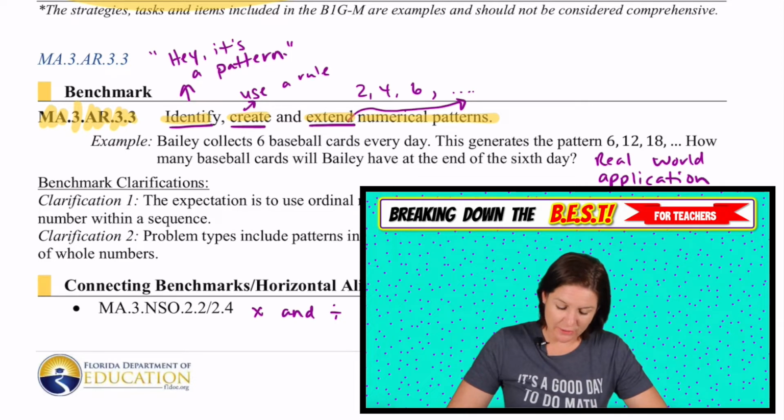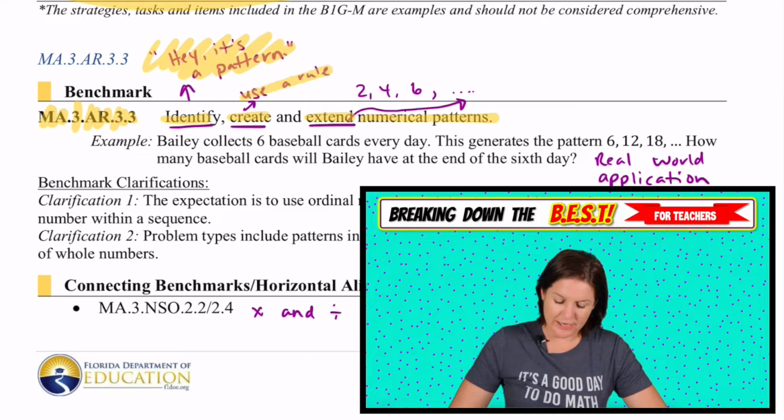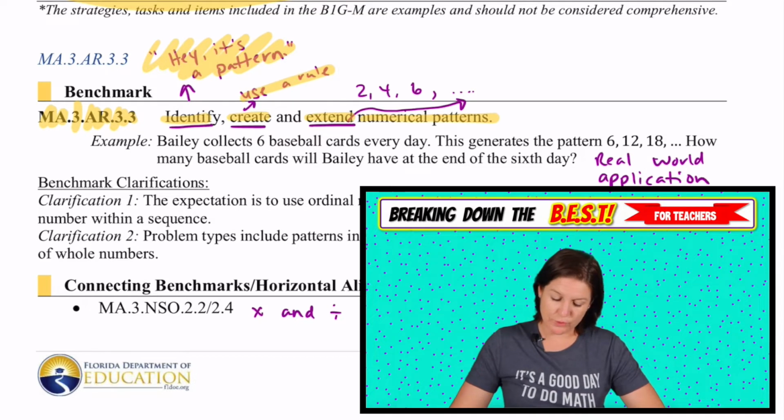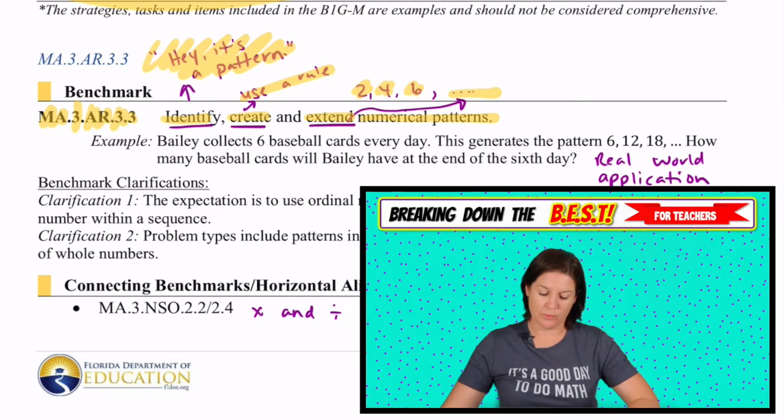Identify means to go, hey, look, there's a pattern. Creating a pattern using a rule, and extending means that if we're given a pattern, we can keep it going. We can extend it going on and on.